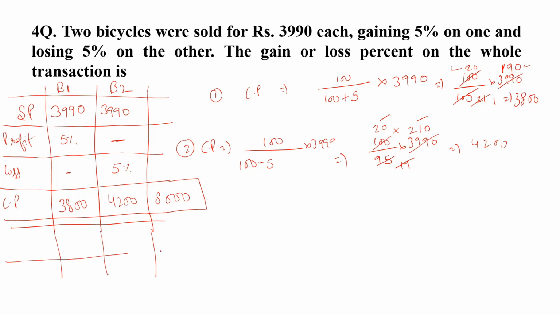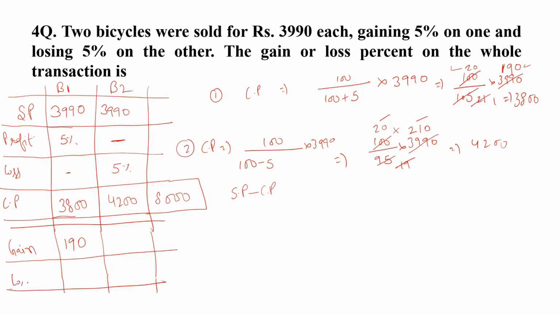So in the first case, there was gain. In the first case, there was gain of 5%. In case of gain, you obviously know that you have to reduce from sale price the cost price. Sale price is this 3990. Cost price is this 3800. If you reduce that, you get the value of 190. This is the gain in case of the first transaction.